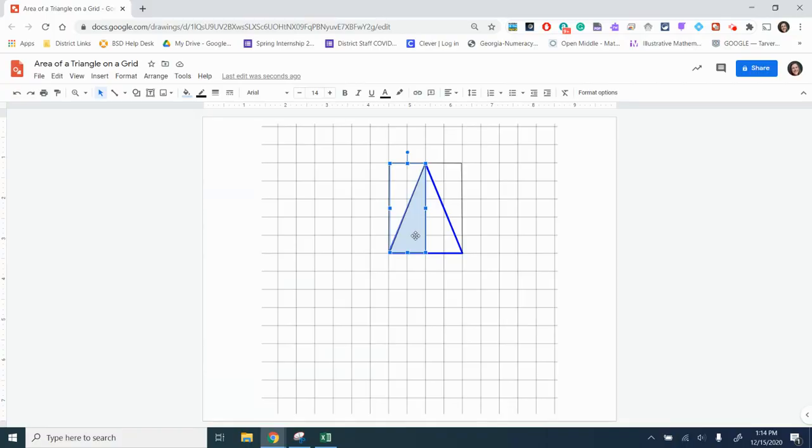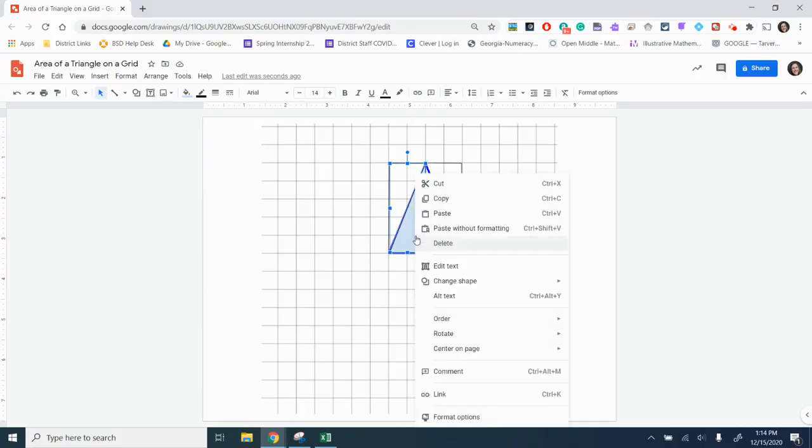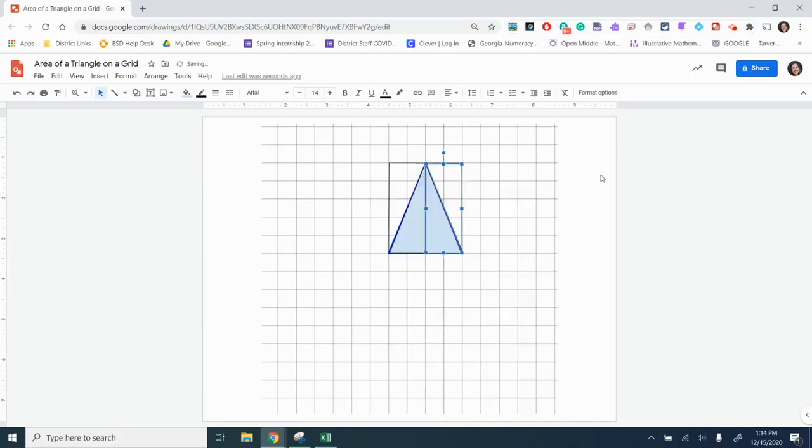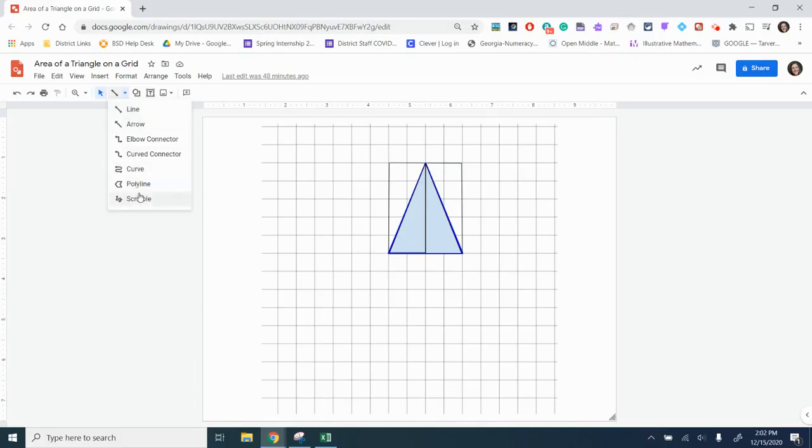So if we have 2 of them, let me see if I can just duplicate this here. So if it takes 2 of these right triangles to fill the non-right triangle, and we have 2 others that are congruent, we have 2 out of 4, which is half. So the area of this triangle is half the area of the rectangle. And the area of the rectangle was 20 square units.